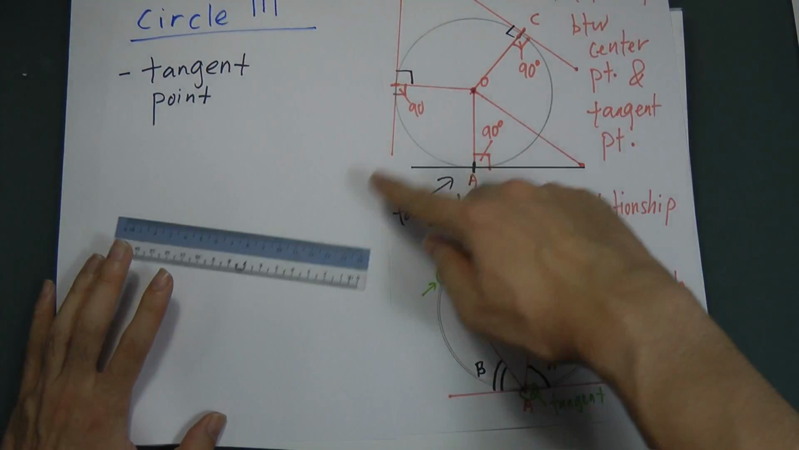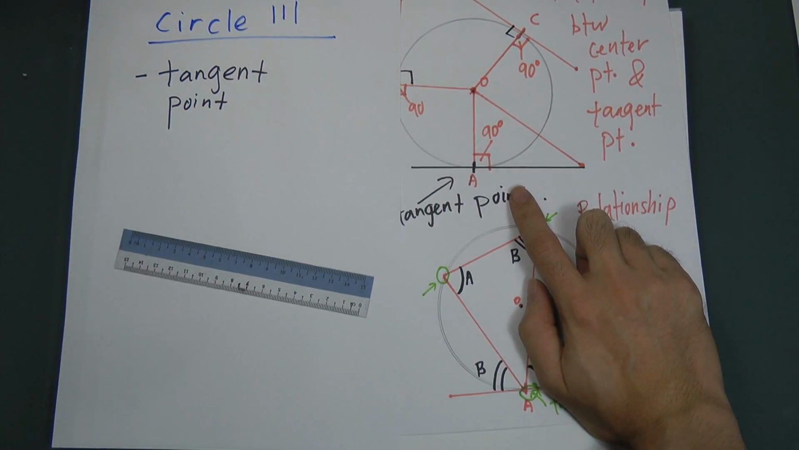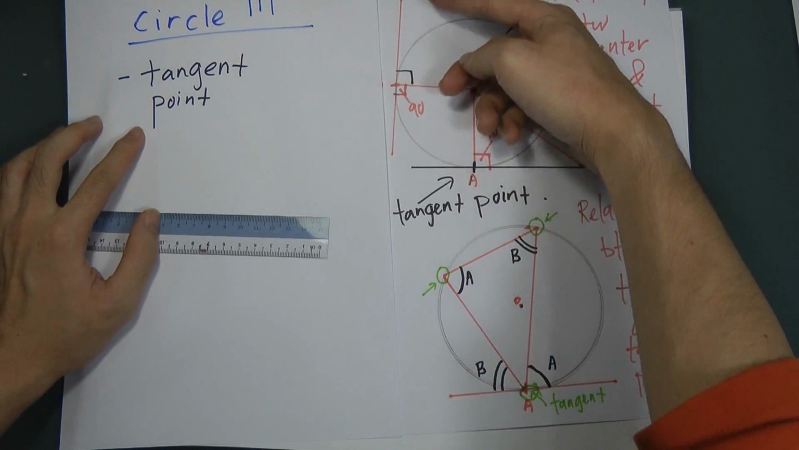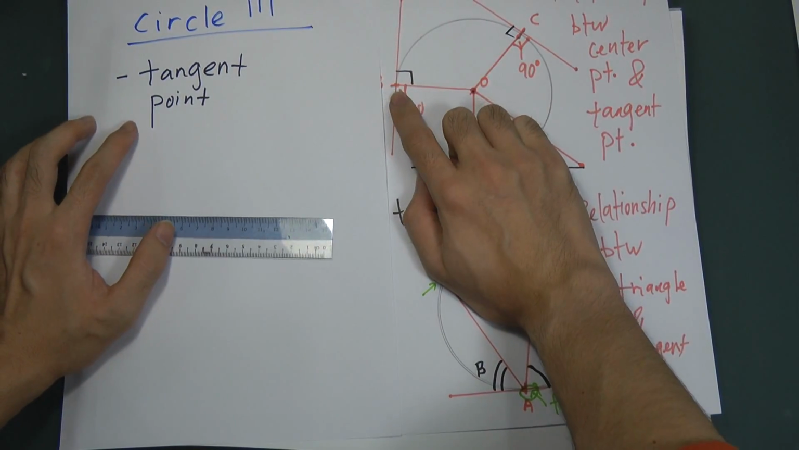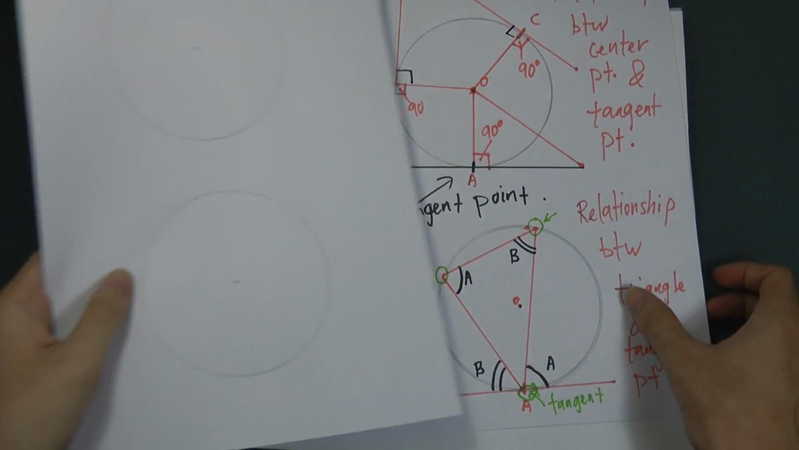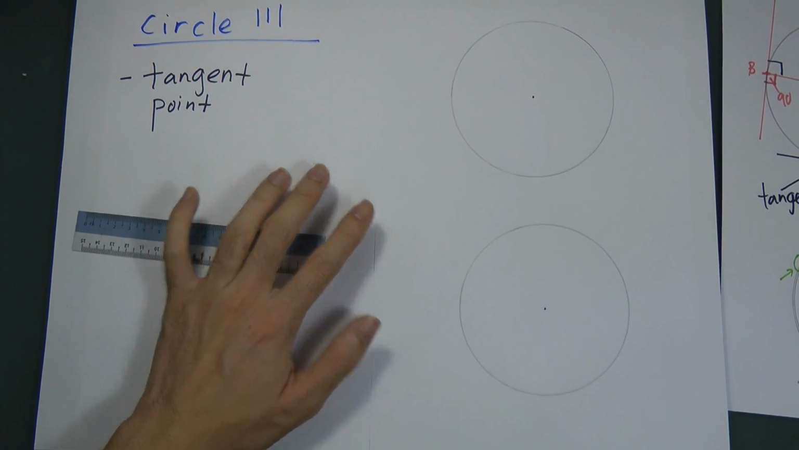Of course, this one is also very important, because in Sakura Tree you will learn a lot of things about the tangent point. Tangent point means one straight line touches one point on the circle. We call it tangent point. Okay, now we do a little bit of revision in Circle 2.